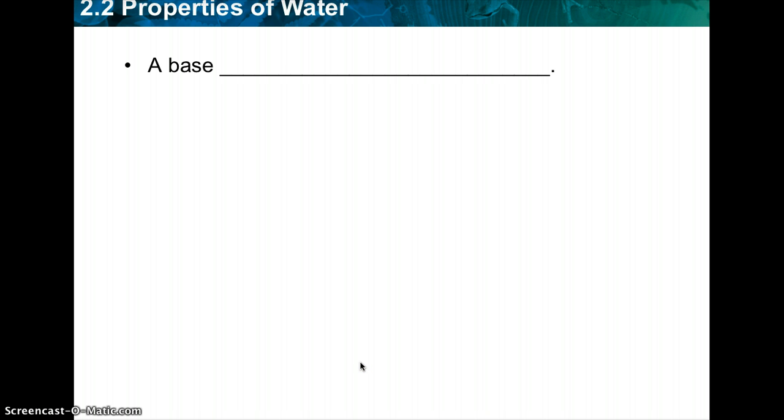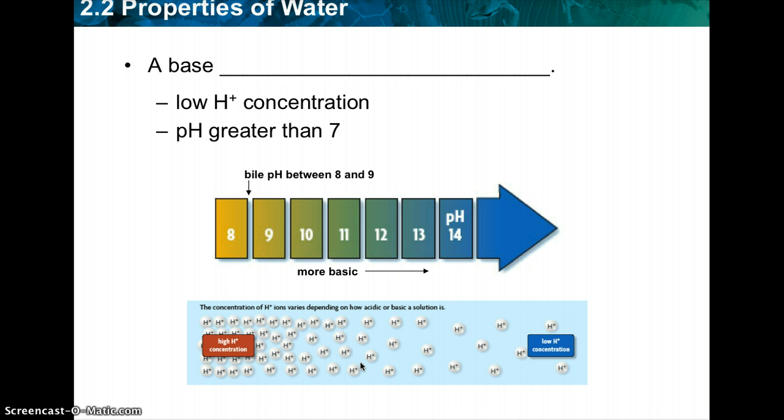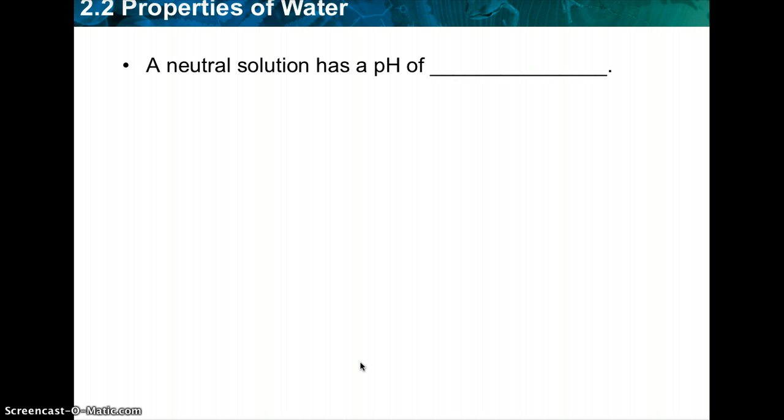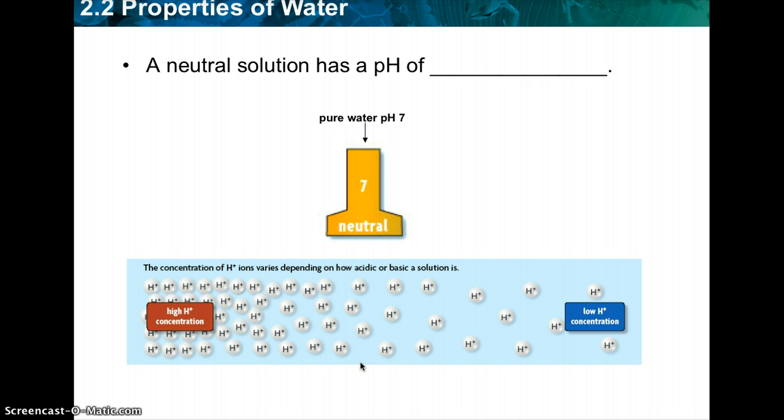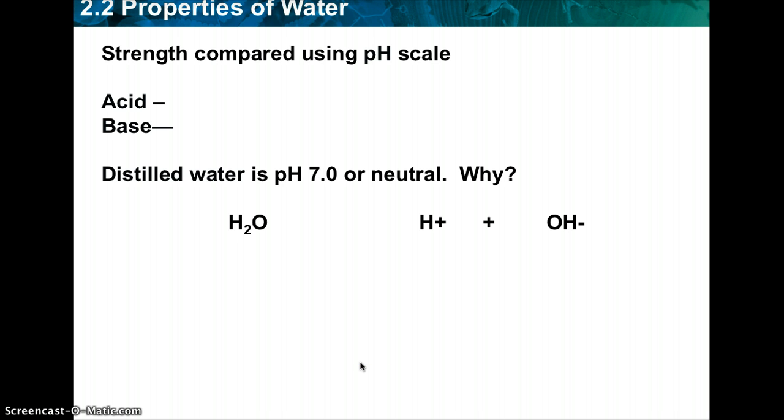So in terms of bases, a base removes hydrogen ions from a solution. Therefore, there's a lower hydrogen ion concentration, and the pH tends to be greater than 7. So here's our picture. The higher you go in the numbers, the more basic the pH level will be. And keep in mind, a neutral solution will have a pH of 7, which is right smack dab in the middle.